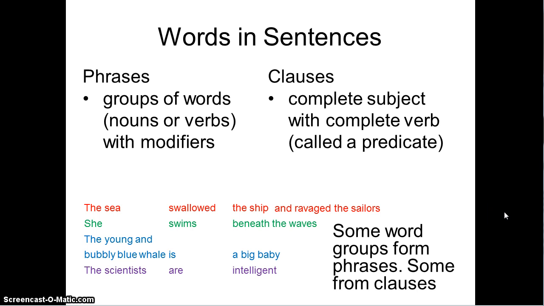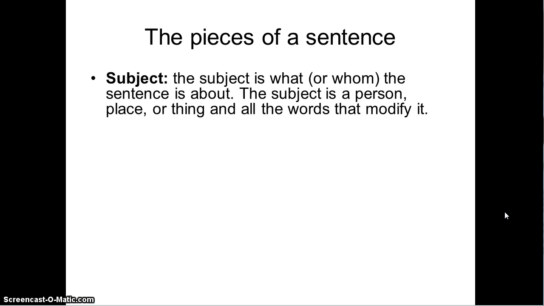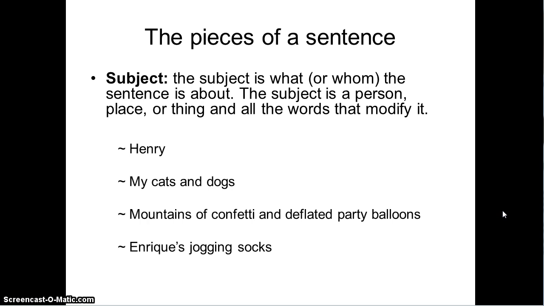Within clauses, we actually use special terms to describe these noun and verb groups: subjects and predicates. Let's zoom in for a bit on these special terms, subject and predicate. A subject is the what or the whom a sentence is about. The subject is usually a person, place, or thing, and all the words that modify it. So any of these would be an example of a potential subject: a single word like Henry, or a noun phrase like mountains of confetti and deflated party balloons. Notice in this noun phrase there's only actually two things: confetti and balloons, but all of the other words grouped together to give us a picture we wouldn't have otherwise.